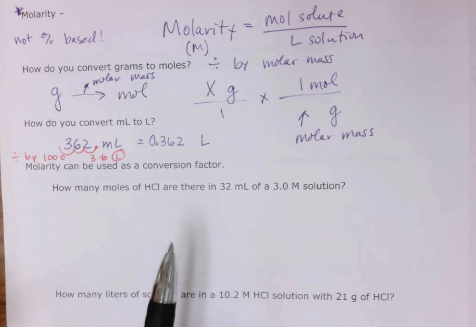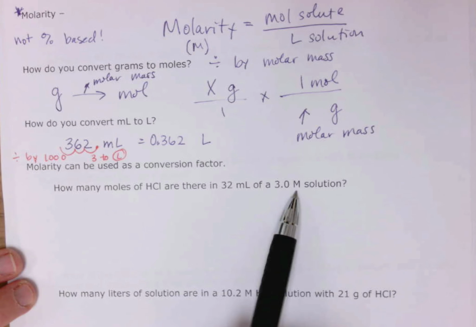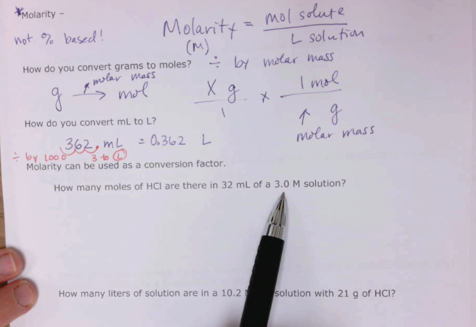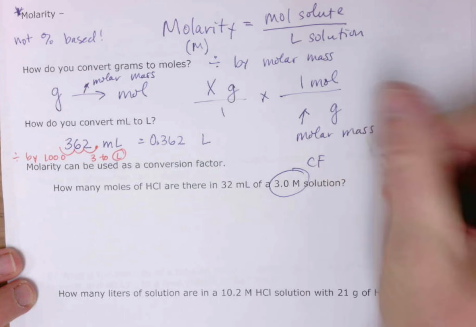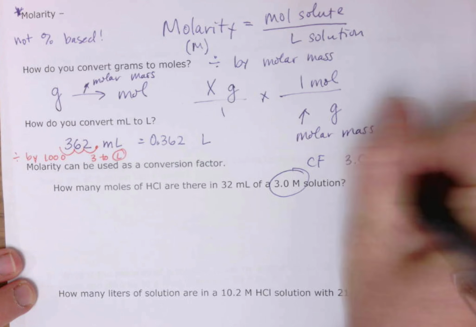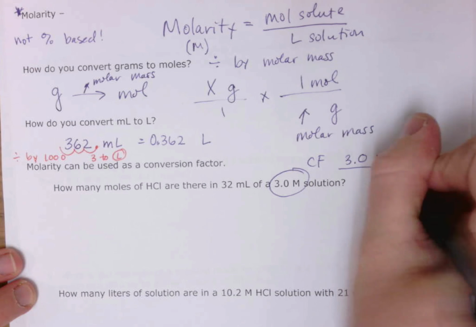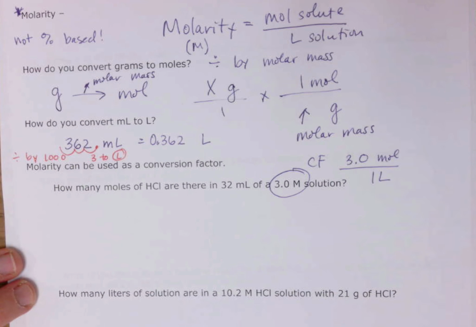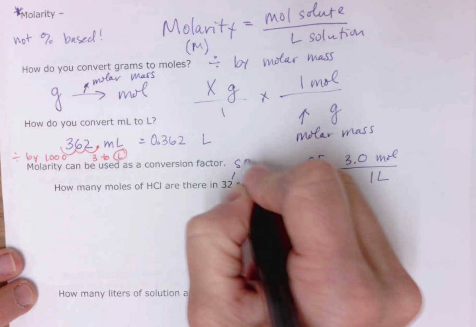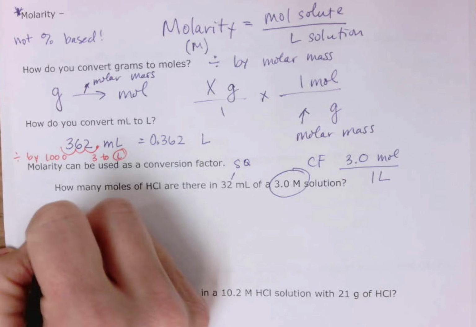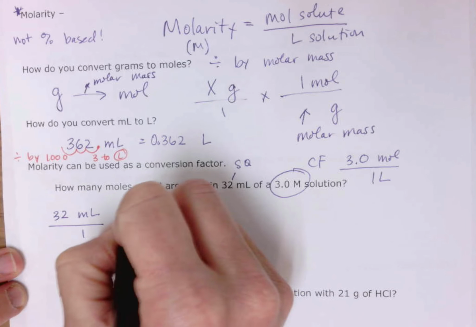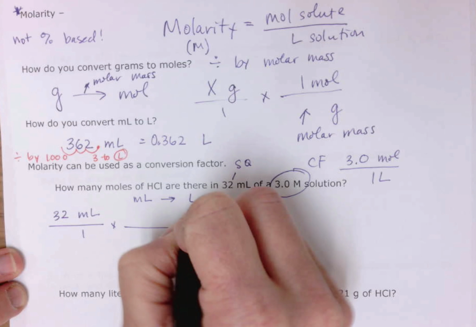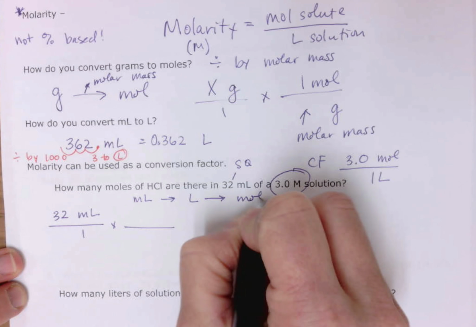Molarity can be used as a conversion factor, much like we use the percent concentration. How many moles of HCl are there in 32 milliliters of a 3.0 molar solution? The conversion factor looks like this: 3.0 moles over 1 liter. My starting quantity is going to be 32 milliliters over 1. I'm going to go from milliliters to liters to moles.